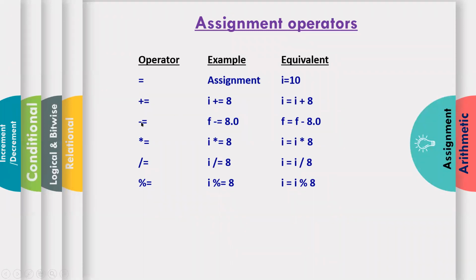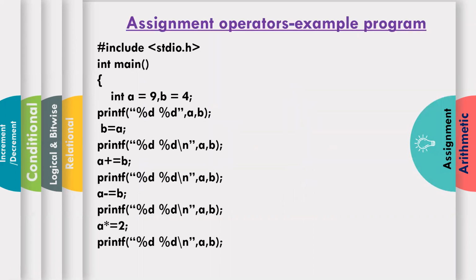Similarly, minus equal to. So F minus equal to 8 means F is equal to F minus 8. Similarly, star equal to. So I star equal to A means I into A. Like this, you can write shorthand operators. All these are arithmetic operators only, and these can be represented with this shorthand notation. And the basic operator is the assignment operator, equal to.